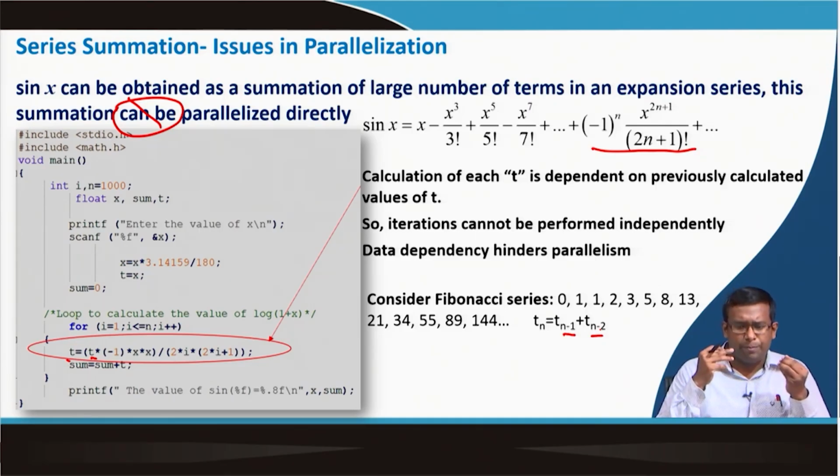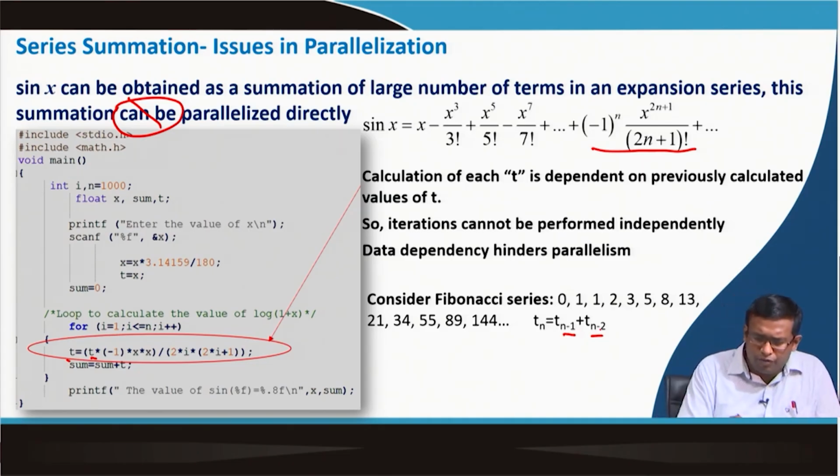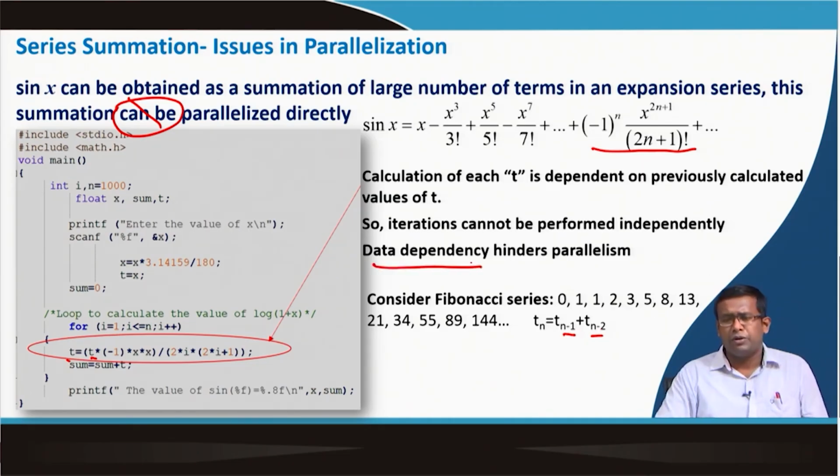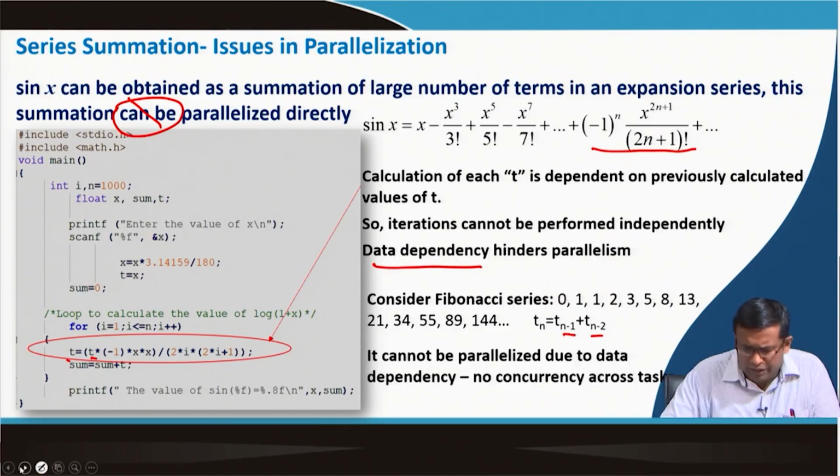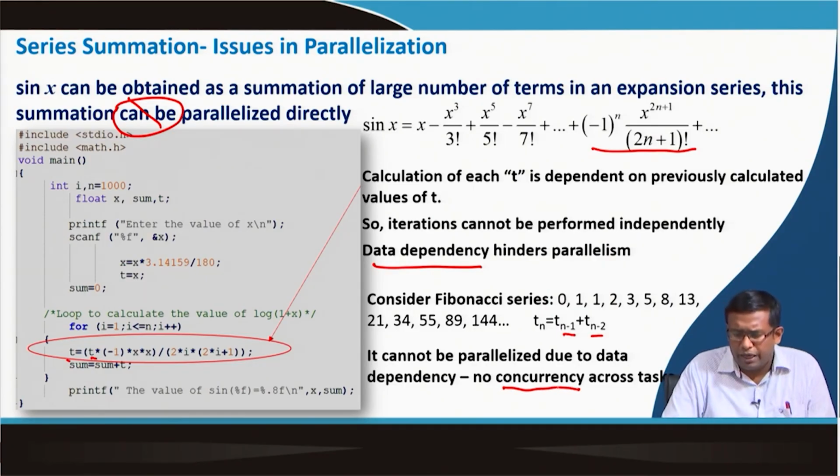Therefore, parallelization of data dependent problems is difficult, and especially something like the Fibonacci series or a recursion algorithm, when a particular iteration depends on the values of the previous iterations, is actually very difficult to do. It is not possible to parallelize it. It cannot be parallelized due to data dependency, no concurrency across the tasks. Calculation of T100 and calculation of T1500 cannot be done concurrently. There is no concurrency among the tasks.